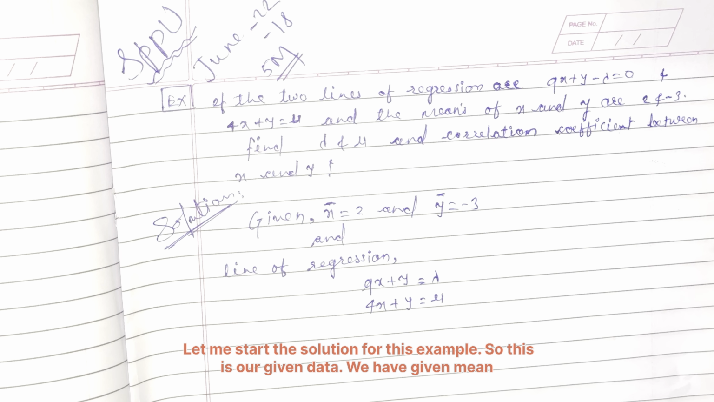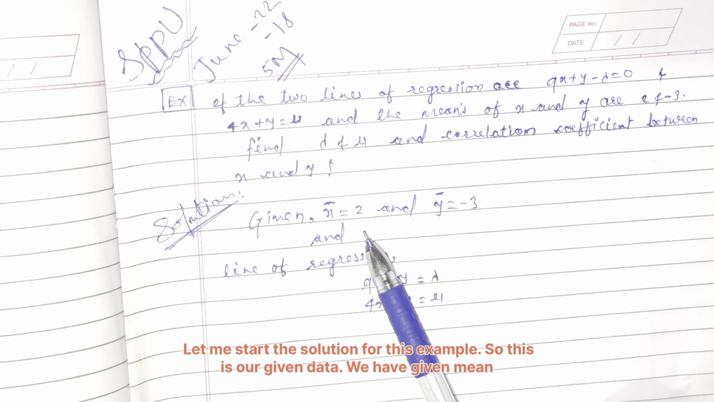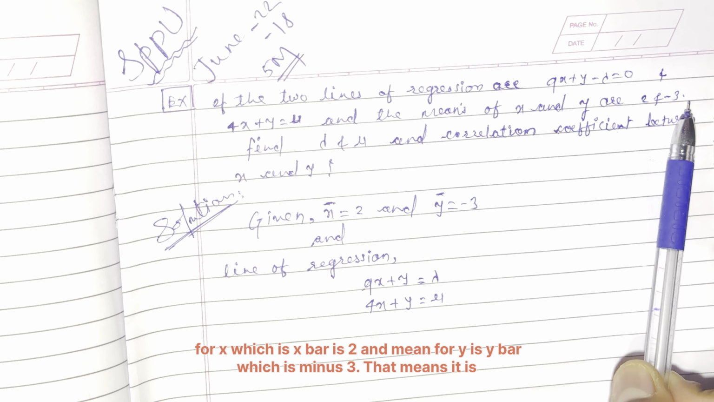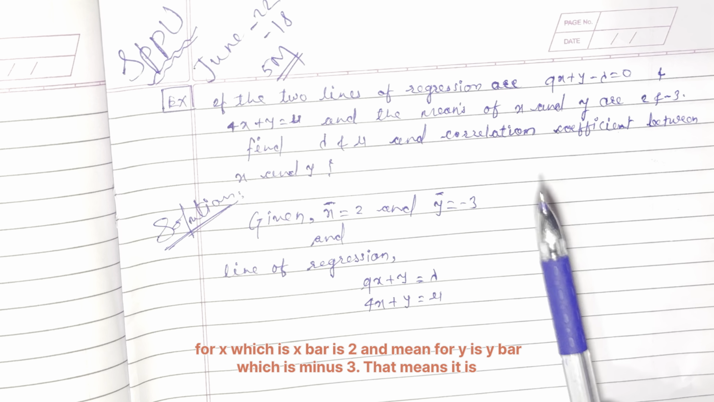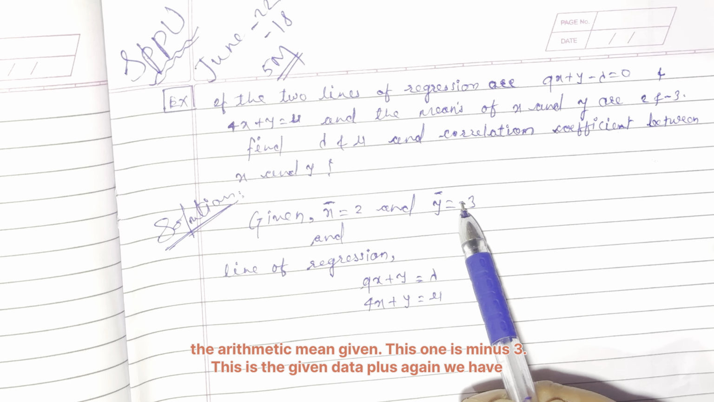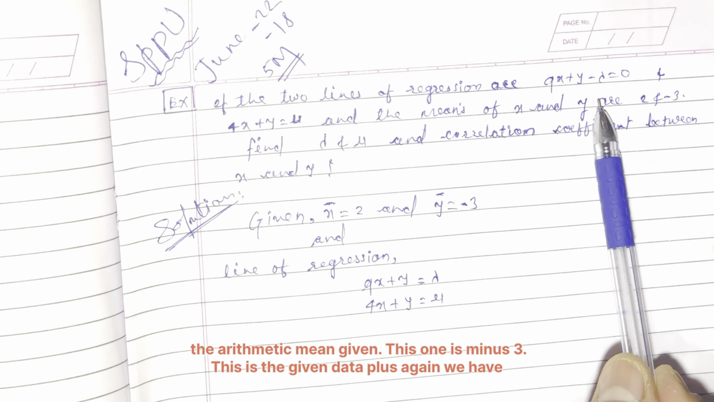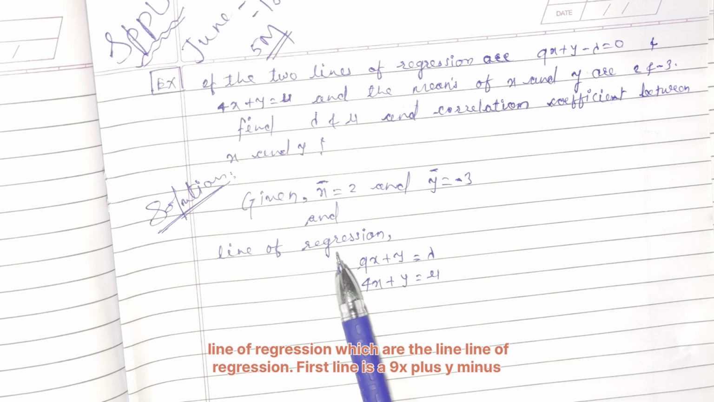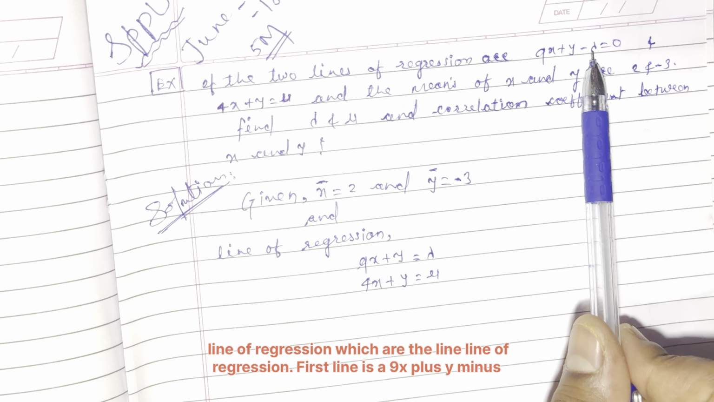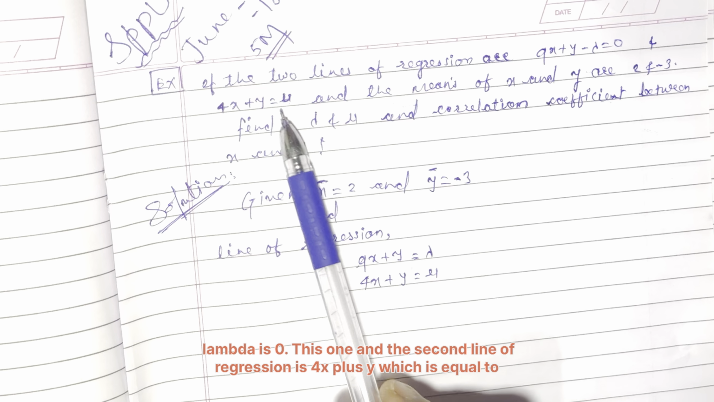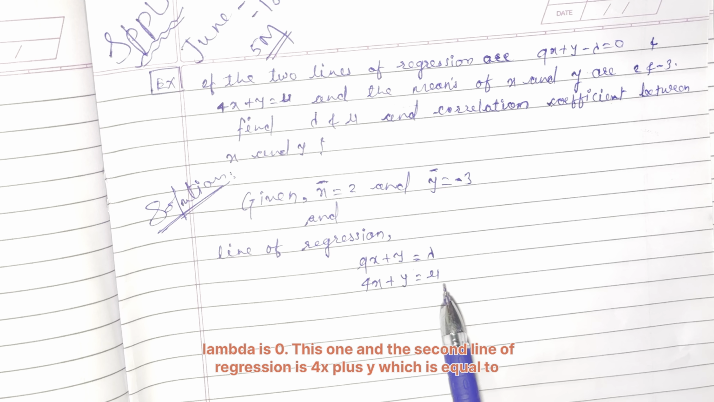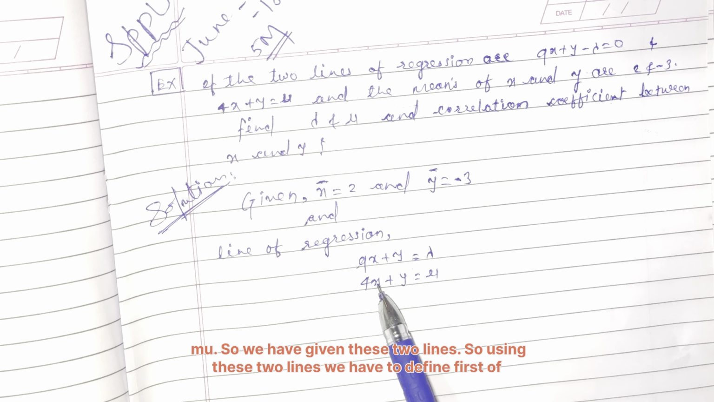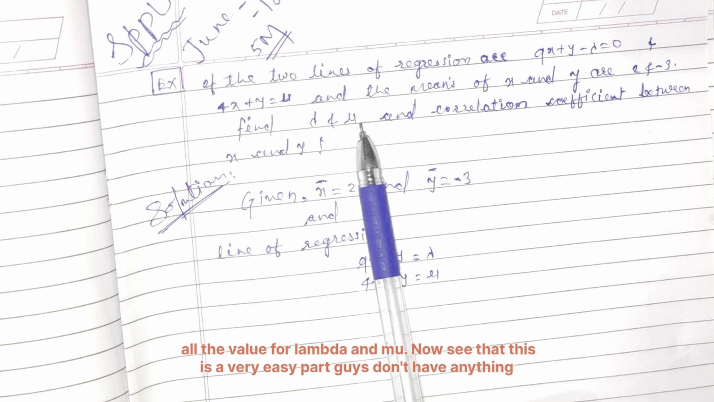This is our given data. We have the mean of x, x bar is 2, and the mean of y, y bar is minus 3. That means the arithmetic means are given. Plus we have the lines of regression. The first line is 9x plus y minus lambda equals 0, and the second line of regression is 4x plus y equals mu. We have been given these two lines.